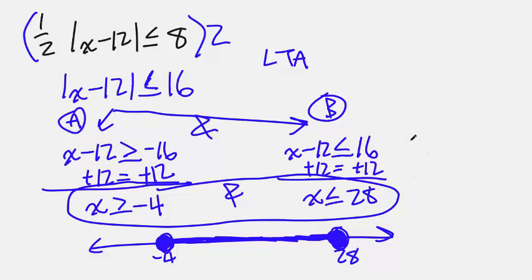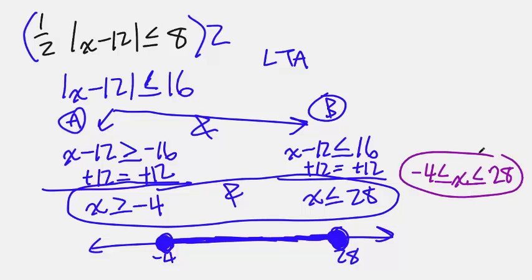Also, some teachers may want you to write it like this. I'm going to write it in a different color here to the right. You could write it as negative 4 is less than or equal to x is less than or equal to 28. There's actually a few ways to write it. That's one way. Another way you could write it is negative 4. You know what? I'm just going to leave it at that for now.